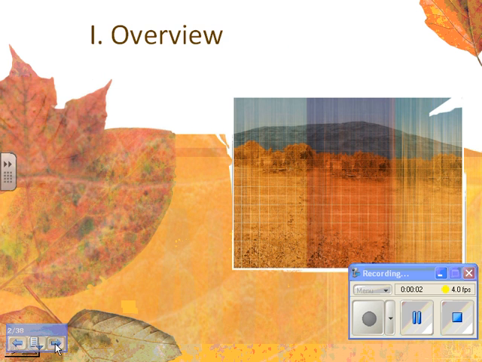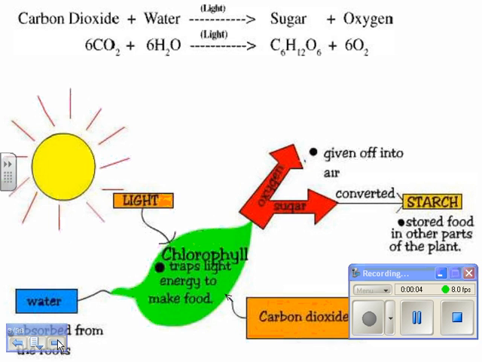Photosynthesis. First, we'll do an overview. This overview is something we already did in the beginning of the year, so hopefully you remember this. Photosynthesis is when plants make their own food, and their own food is sugar, and so hopefully you remember the equation for sugar. This is glucose, C6H12O6.